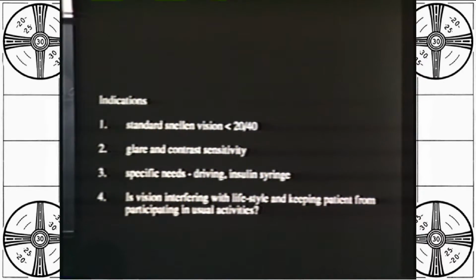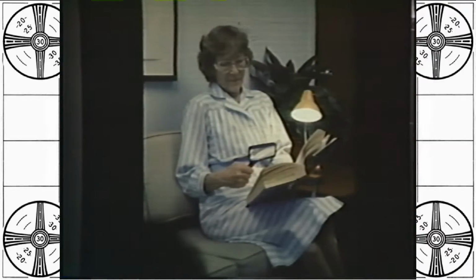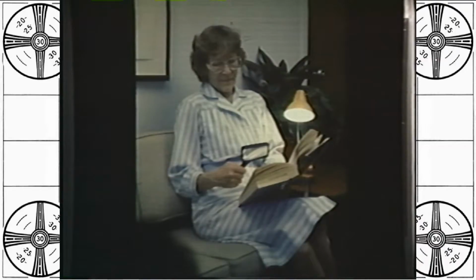The main question I ask every patient, and you all can ask this question too, is: is your vision interfering with your lifestyle and keeping you from participating in your usual activities? And if it is, it's time to have the cataract taken out. And many elderly patients get their greatest satisfaction out of reading. And if they cannot read, then no matter how old they are, it's important for them to have that vision restored and have their cataract operation.